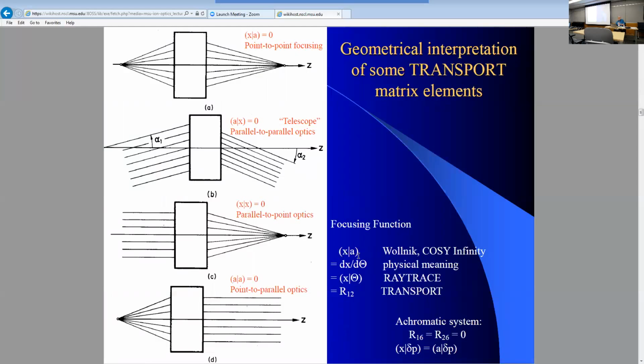The answer to your question is yes. XA is the same like R1,2, but that A is also the theta, which is the physical meaning, the horizontal angle. So for the horizontal angle, you have the parameter 2 in transport, you have A in Volnik, and the physical meaning is often called theta, the horizontal angle.